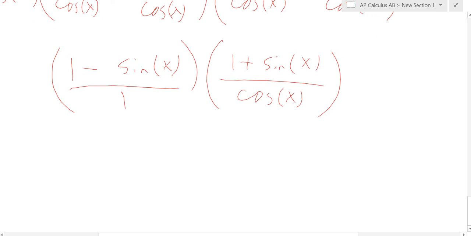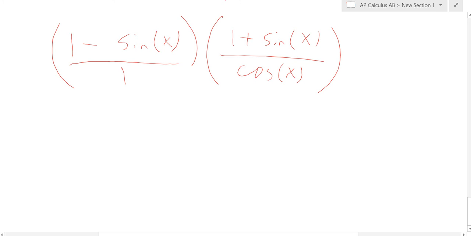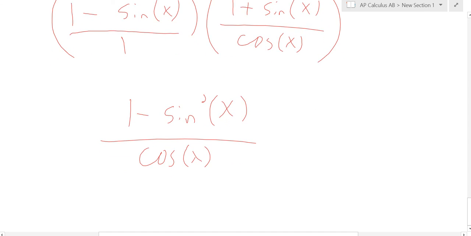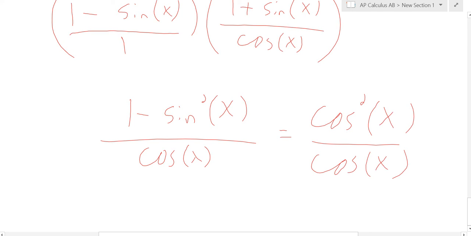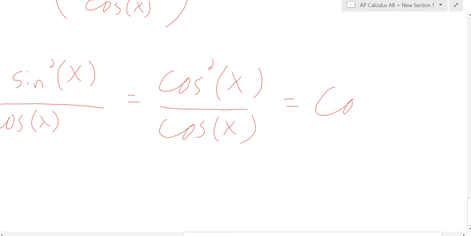I'm going to go through, again, the rules here, but we can multiply these fractions together. I can do 1 minus sine times 1 plus sine. That happens to be 1 minus sine squared, and that's over 1 times cosine, which is cosine. And 1 minus sine squared is cosine squared x over cosine, and oh my goodness, we get cosine, which is the same thing we had originally. Okay?